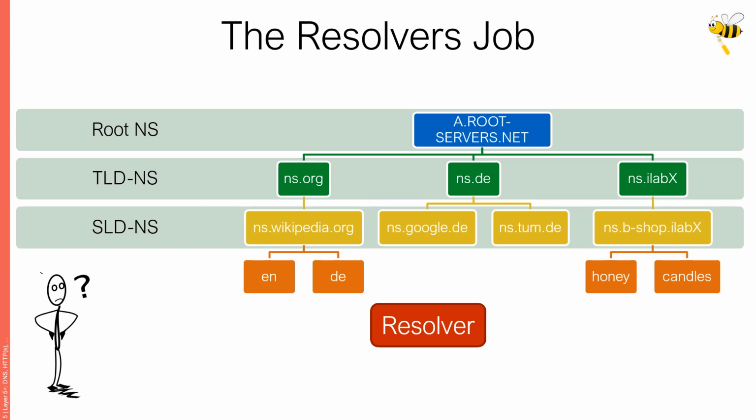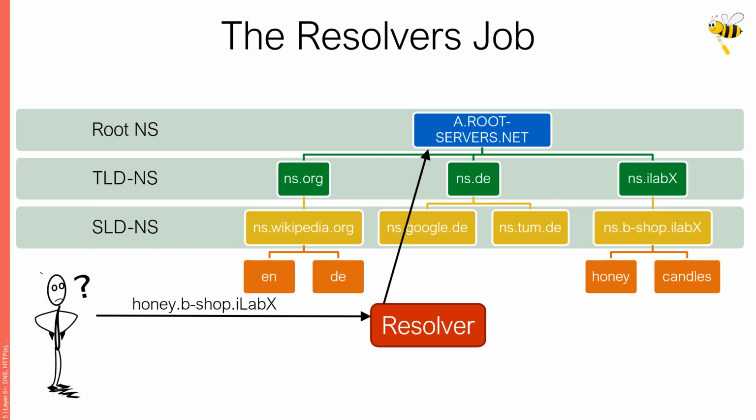It is the job of a resolver to go through this hierarchy until it can answer a request of a client. Let's look at this example. The client, or his browser, wants to know the IP address for honey.b-shop.ilabx. Therefore, he sends a DNS request to his resolver, asking for the IP address of that domain. The resolver starts by asking the root server about the IP address, as every resolver or name server knows how to contact the root servers.